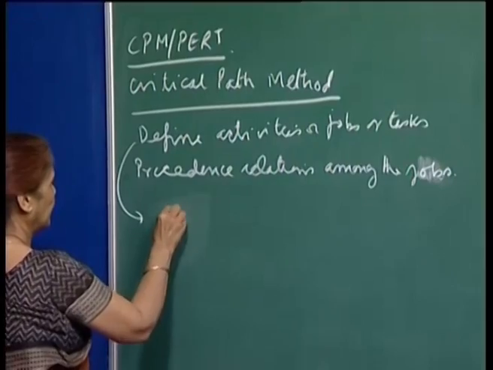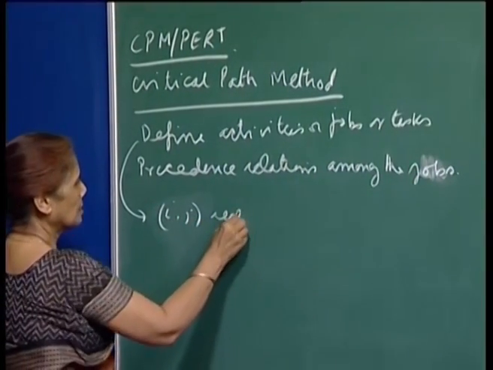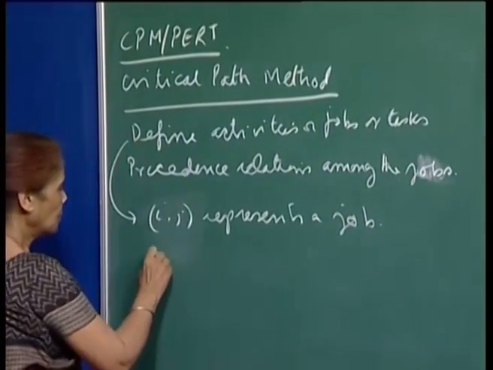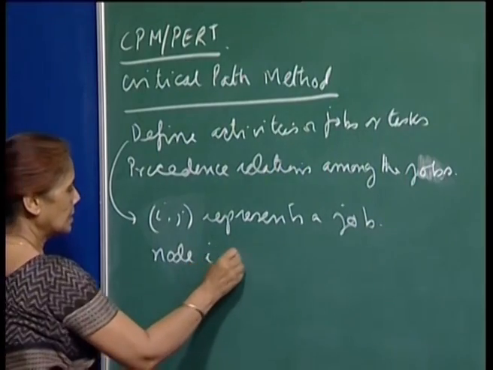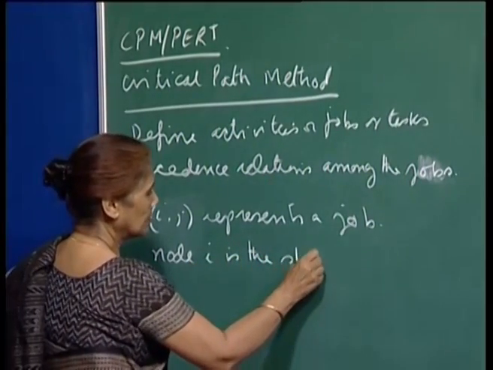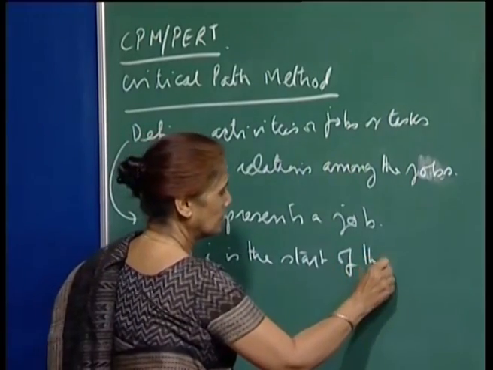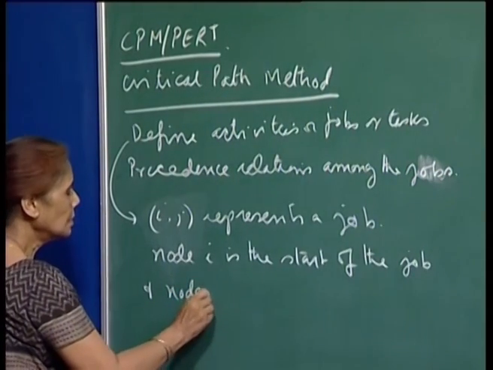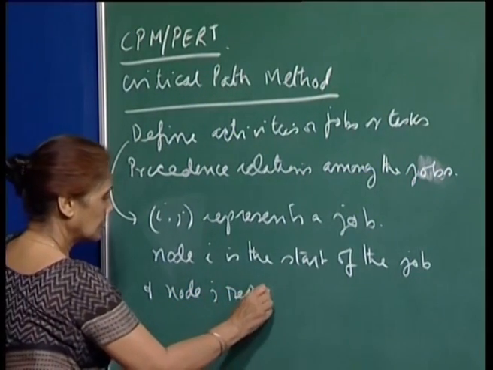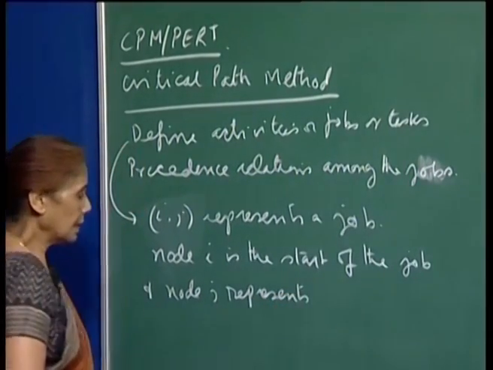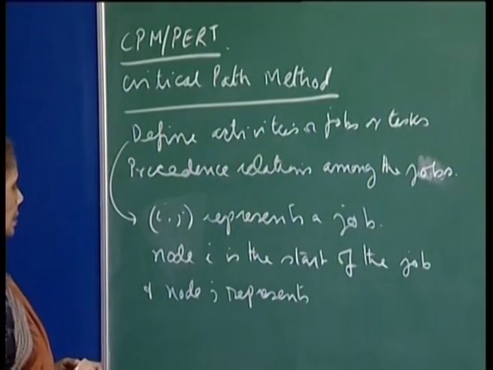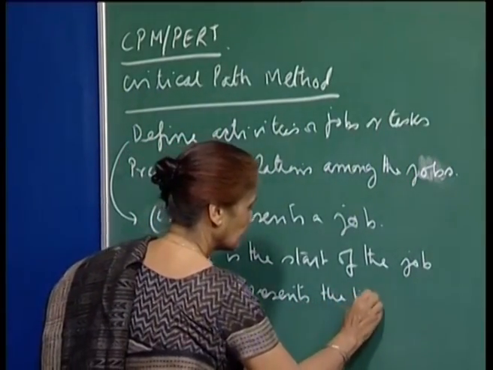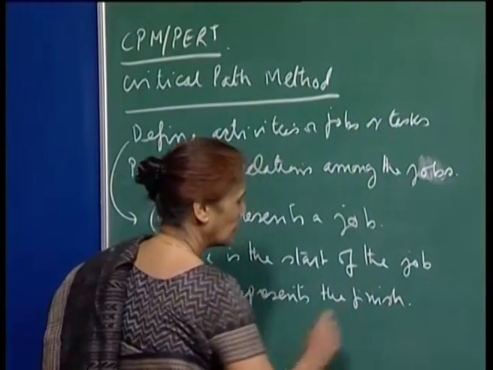So, ij represents a job. Okay. Node i is the start of the job, right, and node j represents, well, okay, maybe it's enough to say that node j represents the finish. Okay, it represents the finish.